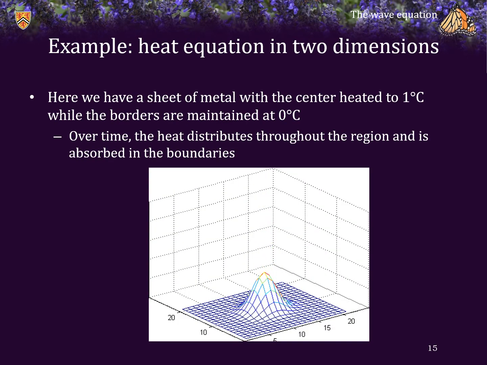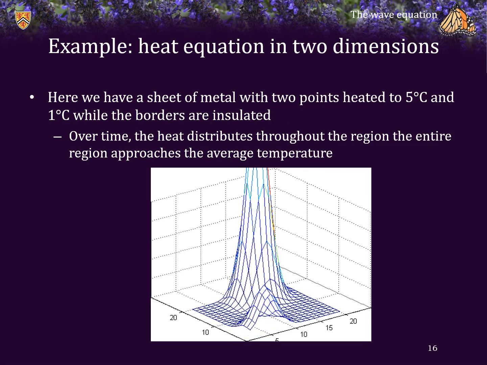All right, suppose we have a piece of metal, and the center of that piece of metal is heated to 1 degree Celsius, whereas the border is maintained at 0 degrees, and the initial state of every other point on that piece of metal is also 0 degrees. So it's in contact with a large, well, perhaps ice at the boundaries. What happens over time is that the heat is going to dissipate throughout the region and it will be absorbed by the boundaries. And so the heat will approach the temperature of the boundaries, which is 0.